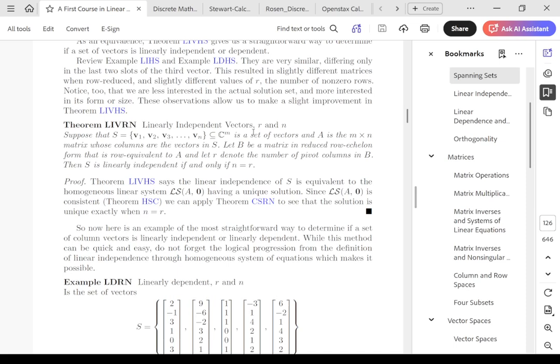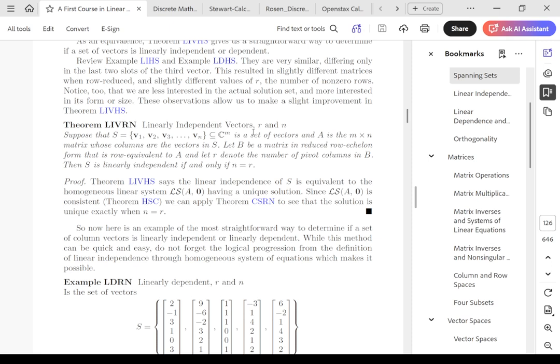All right, so it's just what we've been doing now, as solving this homogeneous system. Let B be a matrix in reduced row echelon form that is row equivalent to A, and let R denote the number of pivot columns in B. Then S is linearly independent if and only if, right? There's that word, that strong connection, if and only if N is equal to R.